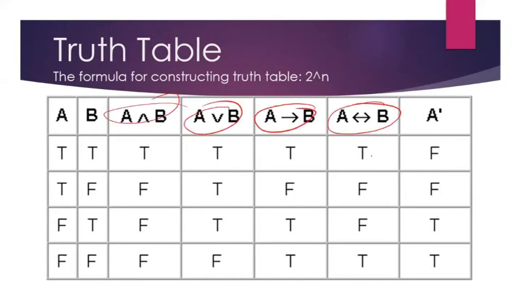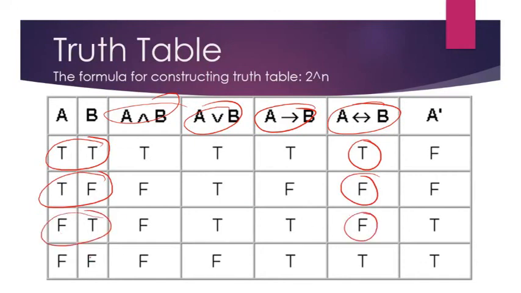Ito naman yung sa biconditional. Now, ito yung if and only if, right? Sa if and only if, magiging true lang siya if both of them have the same truth value. So it's either true, true, or false, false. So ito, pareho sila ng truth value, so true ang answer. Ito, hindi sila magkapareho, so false. Ito, hindi sila magkapareho, kaya false. Ito, magkapareho silang false, kaya true ang answer.